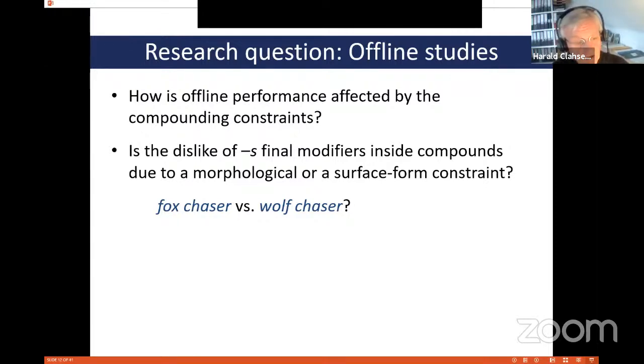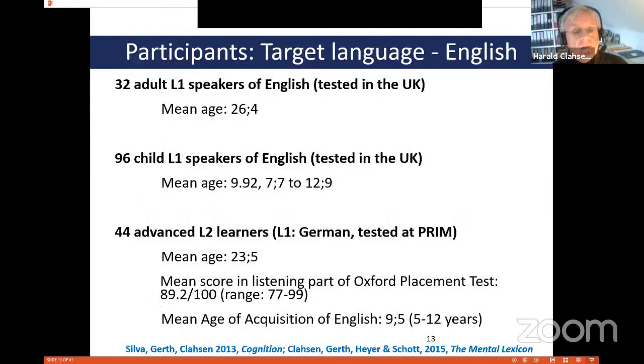So we performed experiments in English and in German on this. And here you see the references where they were published. This is now all published. We had 3 groups of participants for the 2 experiments on English: a control group of 32 adult L1 speakers, plus 96 English children between 7 and 12, and 44 advanced second language learners with L1 German who were highly proficient in English.